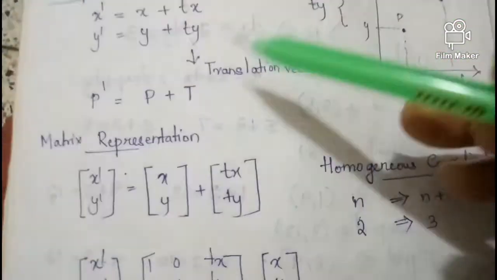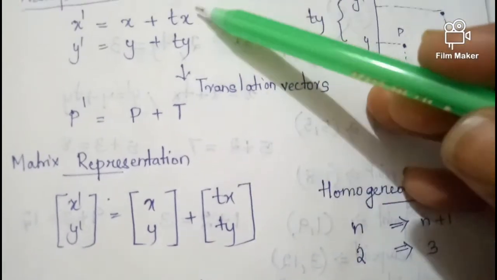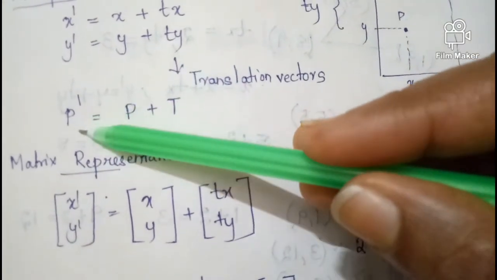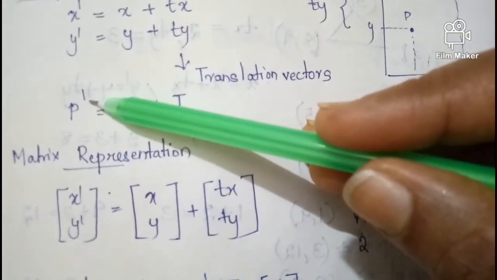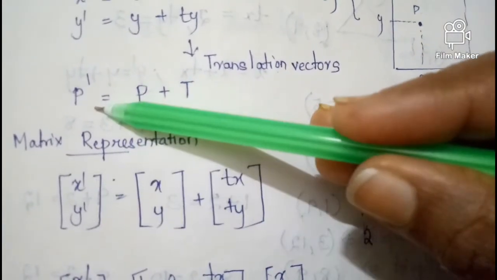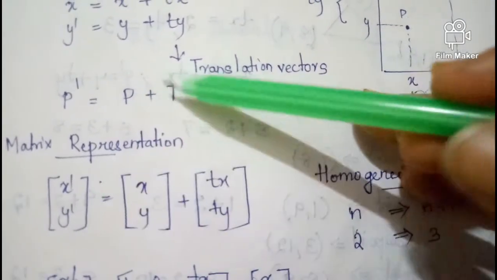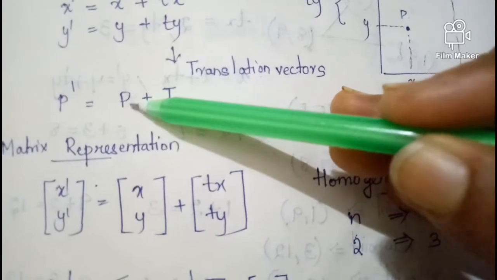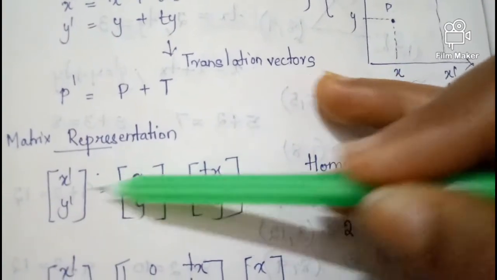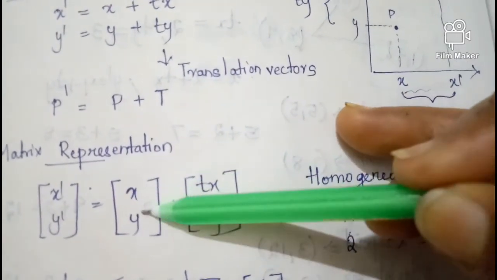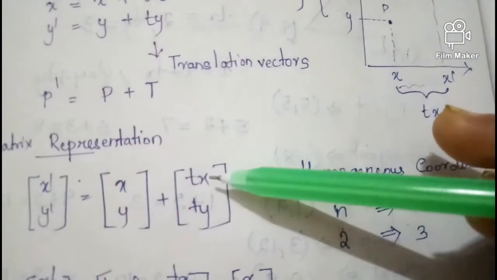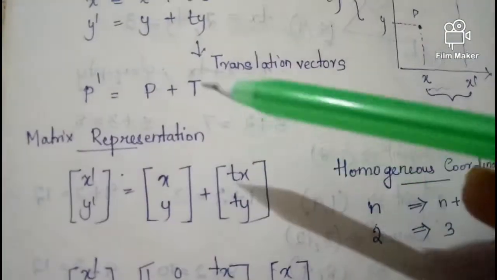Okay, now let us move on to the matrix representation. The same equation can be represented using matrices also. Let us see how. Point P dash has two coordinates, x dash and y dash. It is represented as a matrix. P dash is represented as x dash y dash. Now let us represent the point P. Point P can be represented as x and y. Both these are column matrices. Now this column matrix should be added to the translation matrix, and the translation matrix can be written as tx and ty. Let us see how this works.